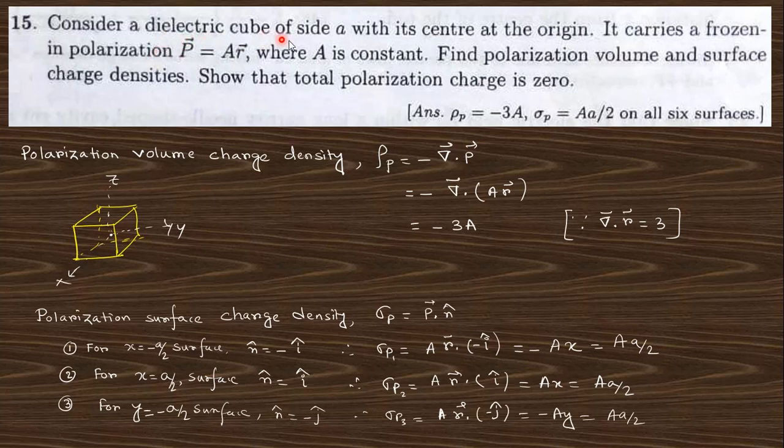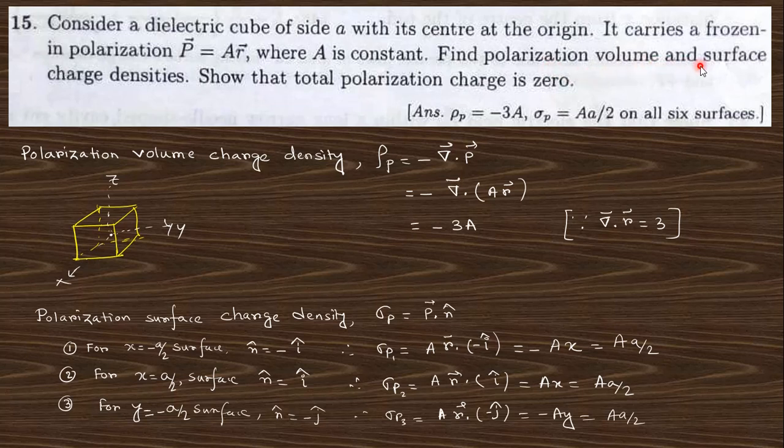Consider a dielectric cube of side A. This is a dielectric cube of side A with its center at the origin. The center of this cube is the origin. It carries a frozen polarization. The polarization within this cube is like that.